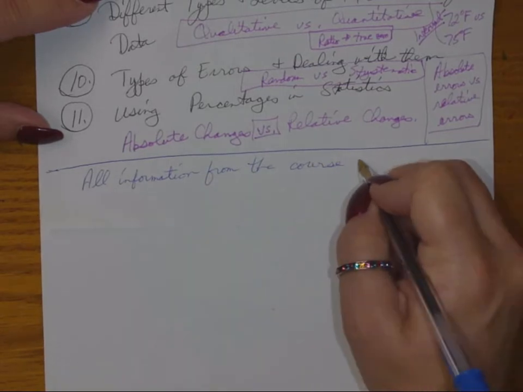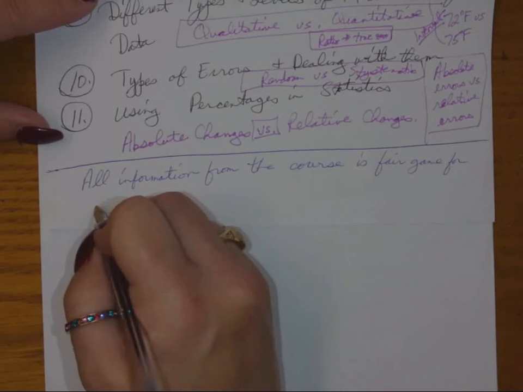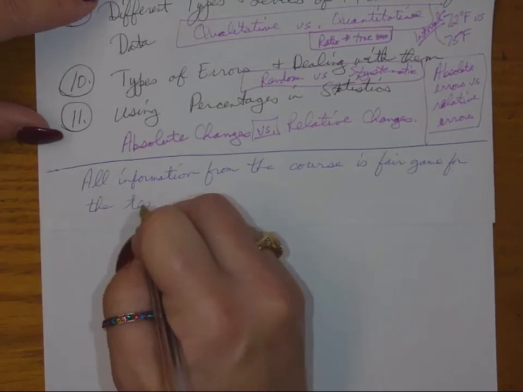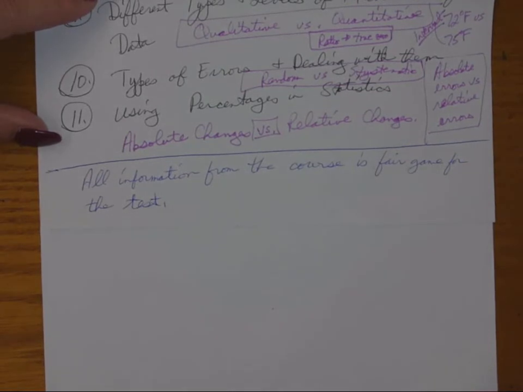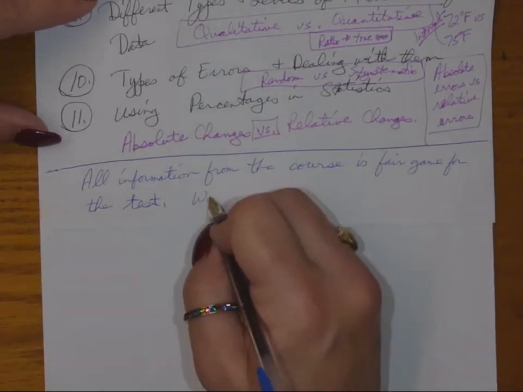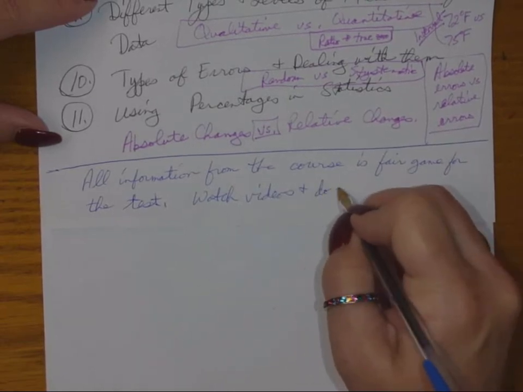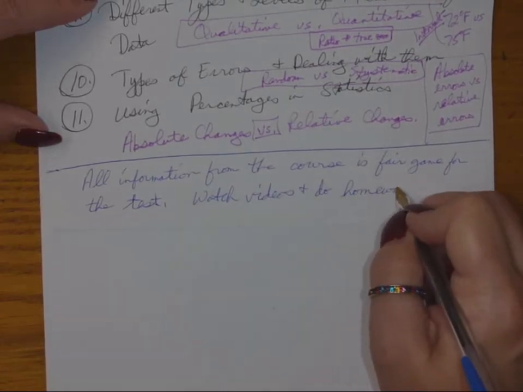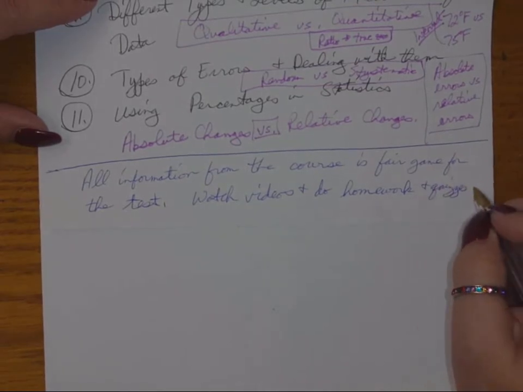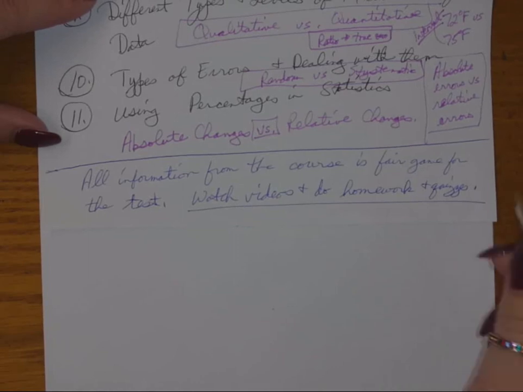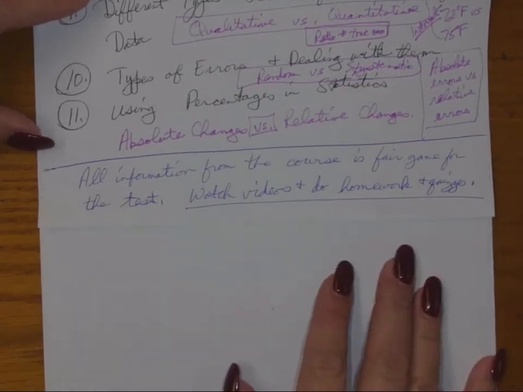Recall that all information from the course is fair game for the test. So if there's something that we covered that I didn't mention specifically in this review, make sure you've covered it, make sure you've watched the videos, make sure you've done the homework. Normally there are quizzes for you to do. I'm not sure if I did any quizzes this semester. I don't think I've done any yet. But if there are, make sure you've done them and you understand the material.